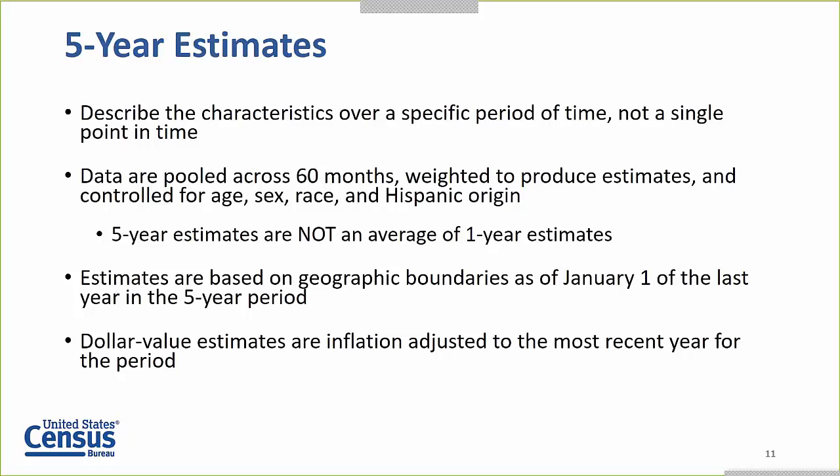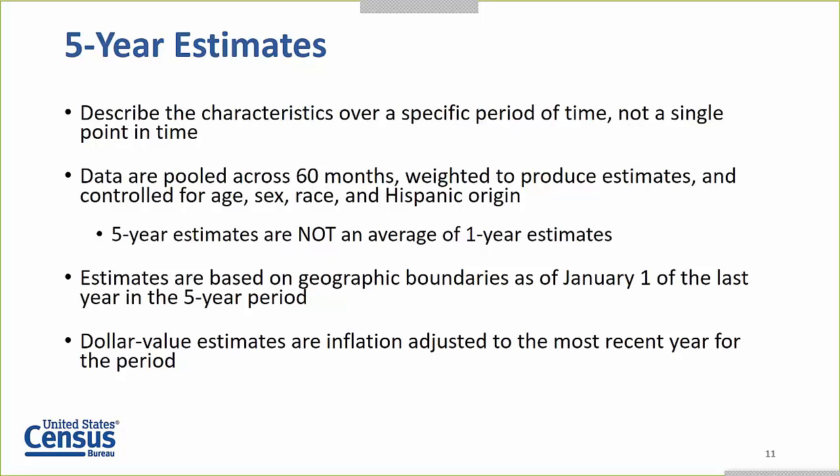Now I'm going to cover some guidance specifically for this 5-year release. It's important to understand the concept of a period estimate because all ACS estimates are period estimates. Period estimates describe characteristics of an area over a specific time period, not a single point in time, as is the case with the decennial census. In the case of ACS one-year estimates, the period is 12 months. The estimates for the 5-year release describe the population and housing characteristics from January 1st, 2014 through December 31st, 2018.